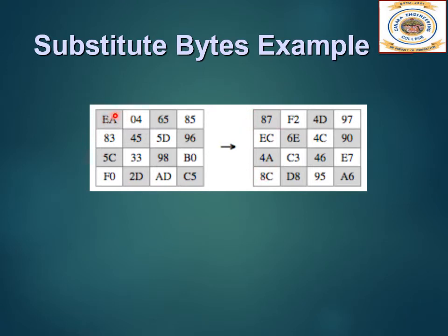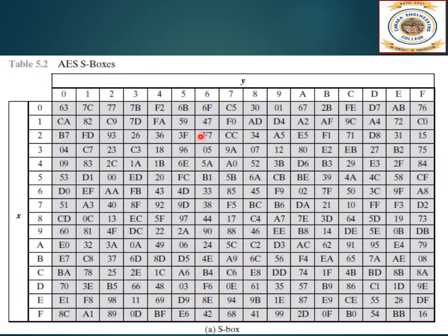EA is replaced by 87, 83 is replaced by EC, 5C is replaced by 4A, F0 is replaced by 8C. Once you understand how we get the output in this first column of the state array, you can similarly work out all the other columns. So let us see the S box now. This is the AES S box.